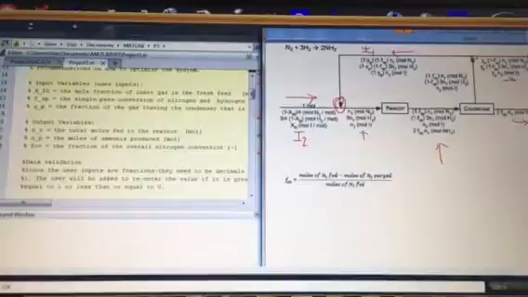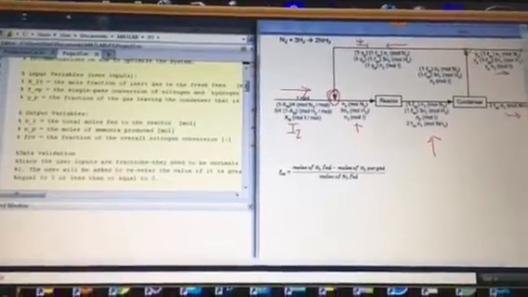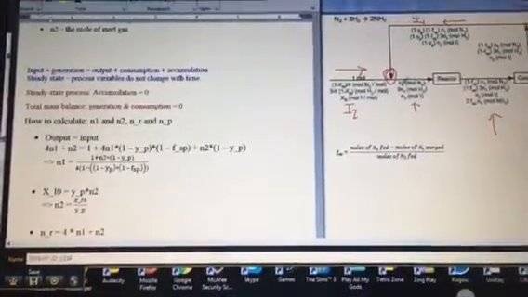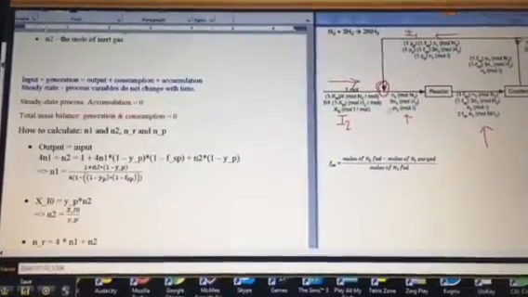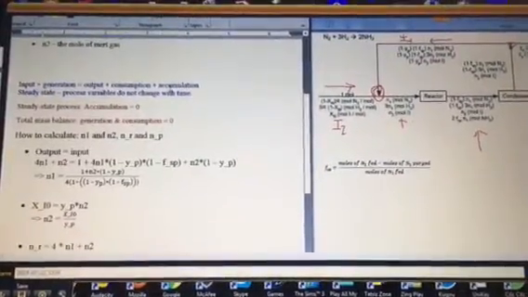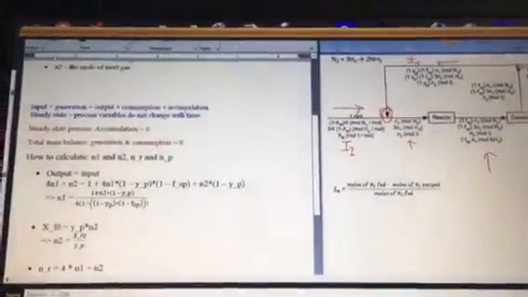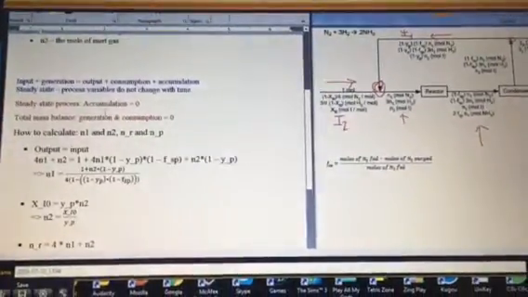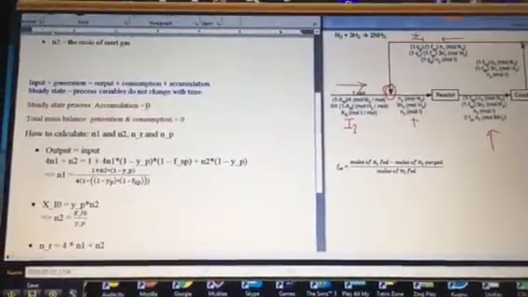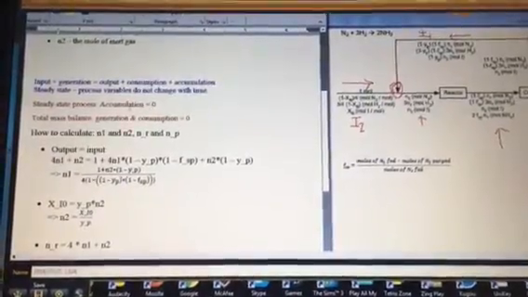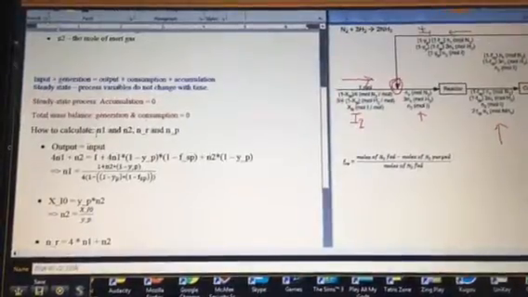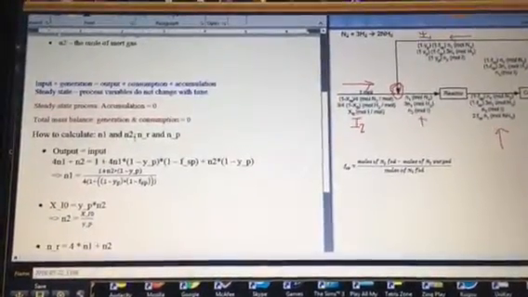So, in chemical processes, and specifically in mass balance, we have input plus generation equal to our output plus consumption plus accumulation. However, this is a steady state, in which the process variables do not change with time. We can assume that accumulation equals 0. And this is the mass balance equation. We can also assume that generation and consumption equal 0. Now, we can calculate N1 and N2, and from that, we can calculate NR, NP, and FOV.